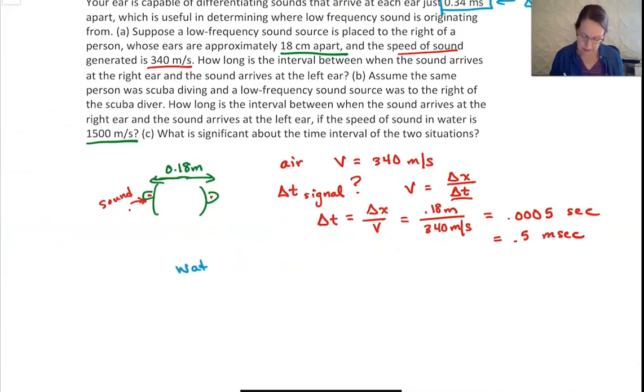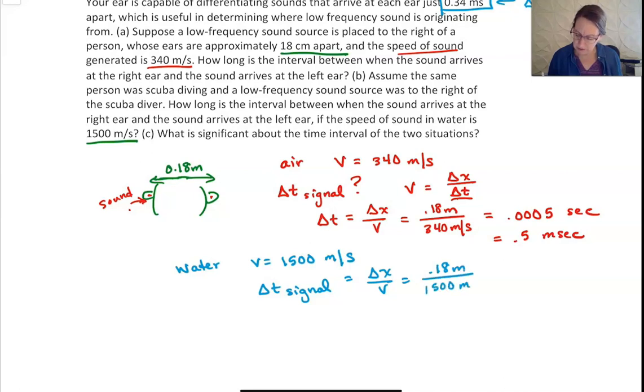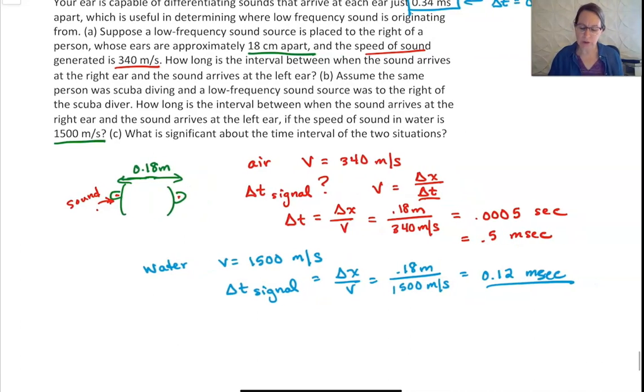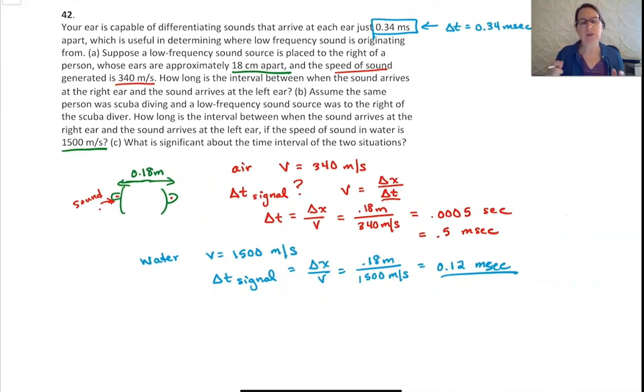In water, the speed of sound is much faster, so we would expect delta t of the signal to be smaller. We use the same delta x over v, or 0.18 meters over 1,500 meters a second. It's about 5 times as fast, so this is going to be about 5 times smaller. I get 0.12 milliseconds. And so this is really below the threshold that the problem gave us that your ear can actually differentiate.